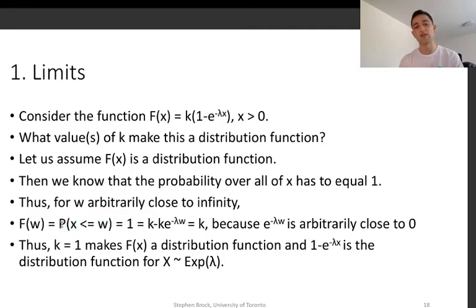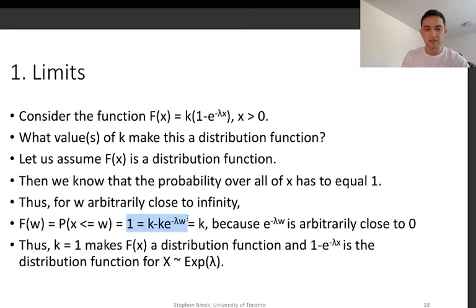Because the closer that w gets to infinity, we're now looking at the probability that X is between 0 and infinity. And because that covers the entire domain of values for x, it has to equal 1. So we know this has to equal 1 if in fact it is a distribution function. And that's what we're trying to figure out.